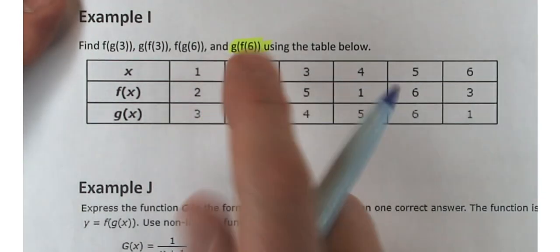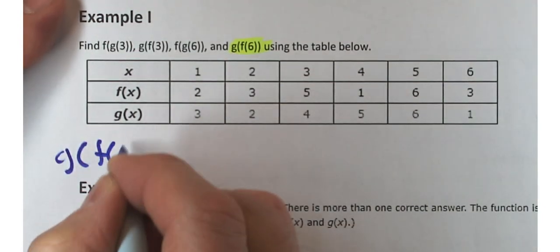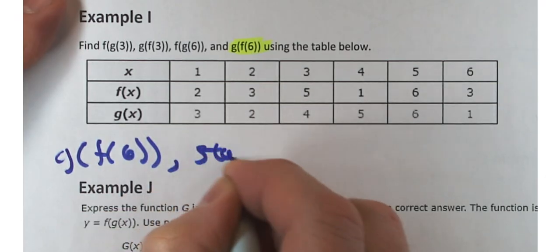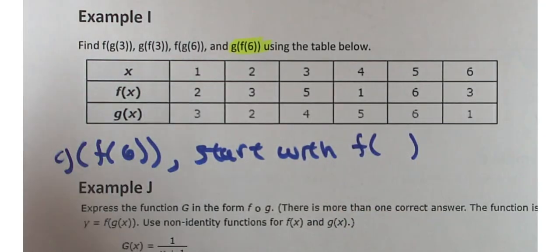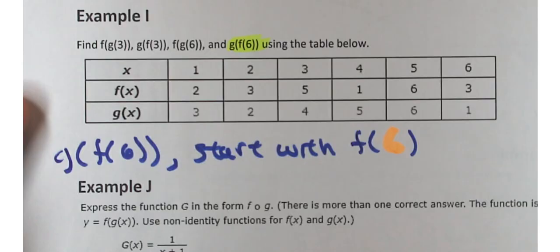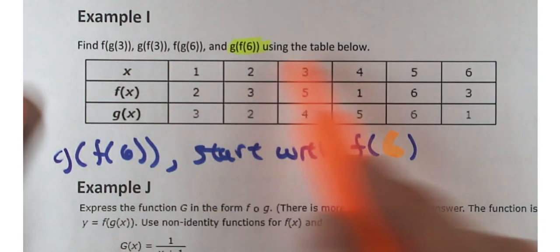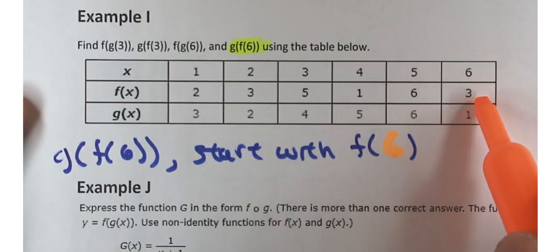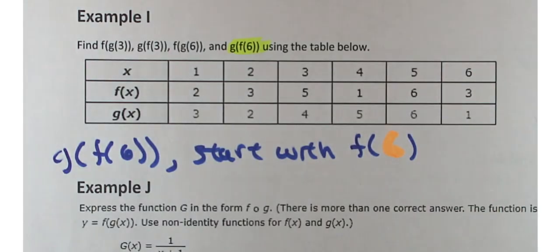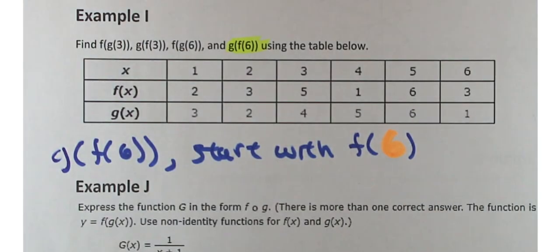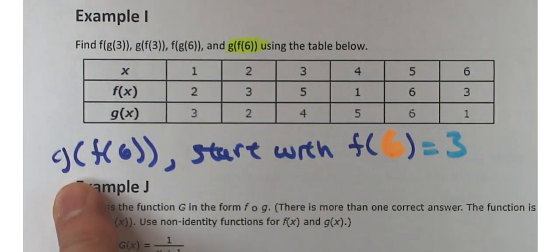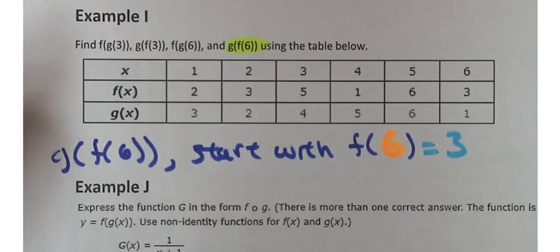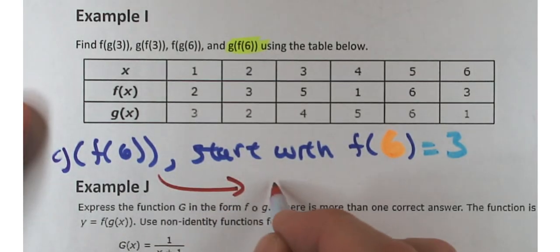When you're evaluating g of f of 6, you start with what's inside, f of 6. So how am I going to find f of 6? We'll find x equals 6 up here, and then drop down, you'll find f of 6. F of 6 is 3. So let's put that in there. That's a 3. Now that I found f of 6 is 3, then I can plug that in for g. So g of 3.